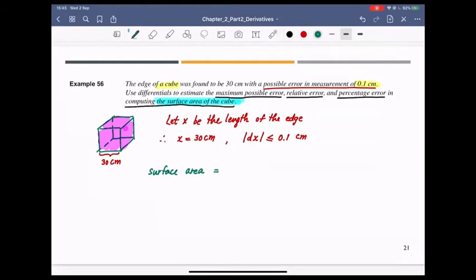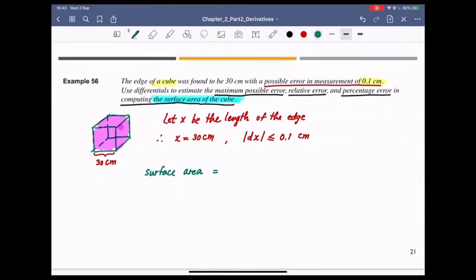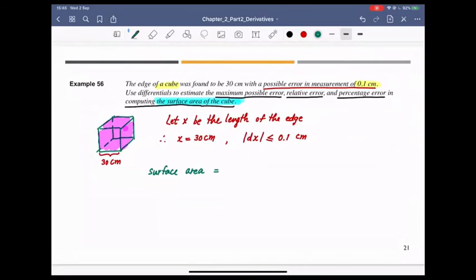All right, someone says 6x squared. Seems like everyone says 6x squared. So if x is your length of the edge, your surface area, I am going to define this to be my A, because it is area, right? So I'm going to say my A.